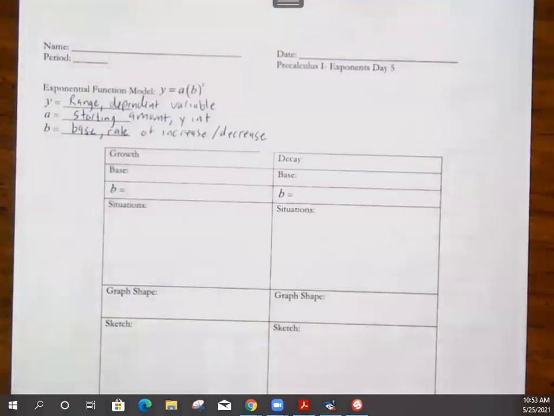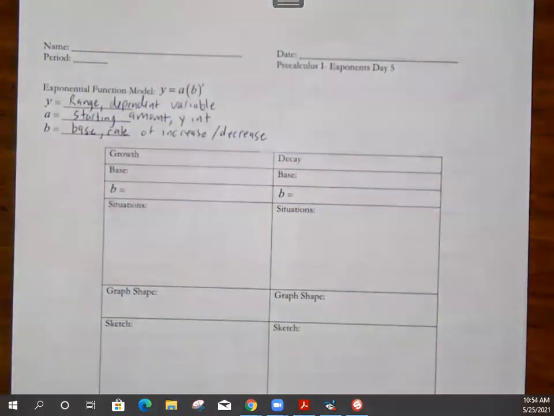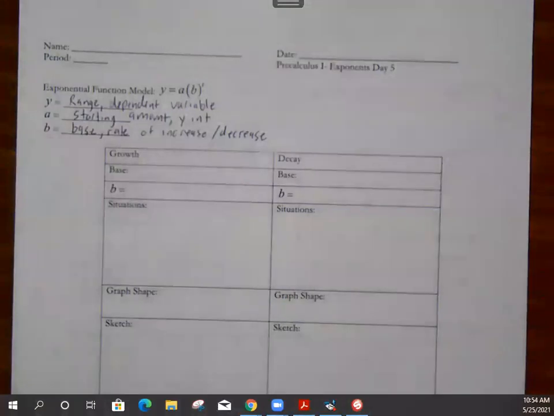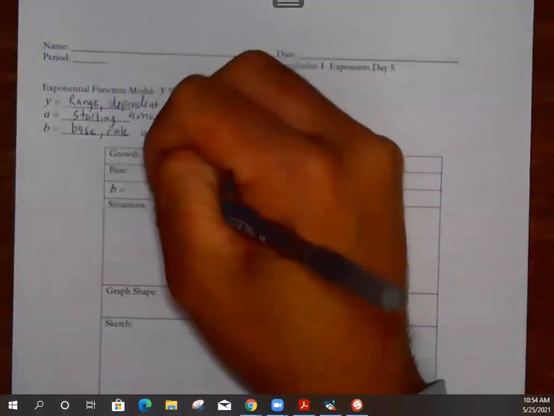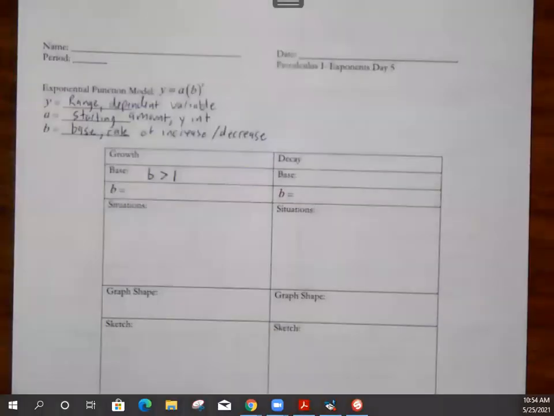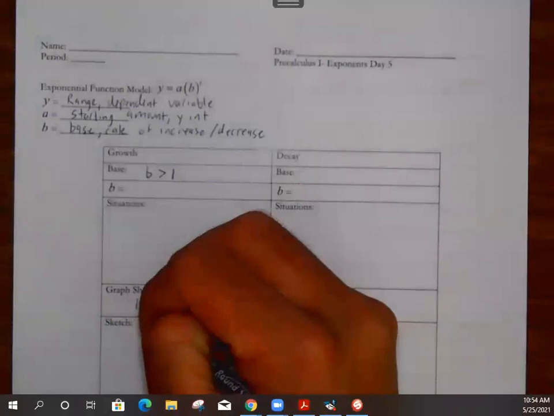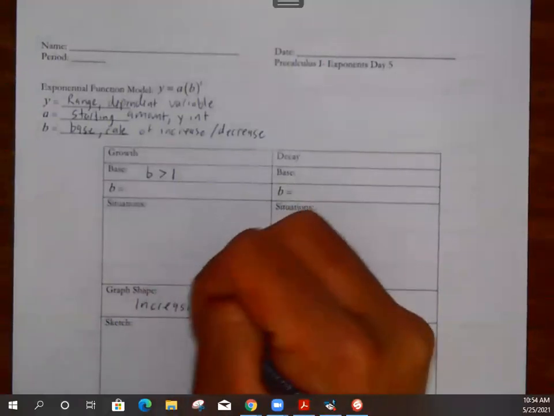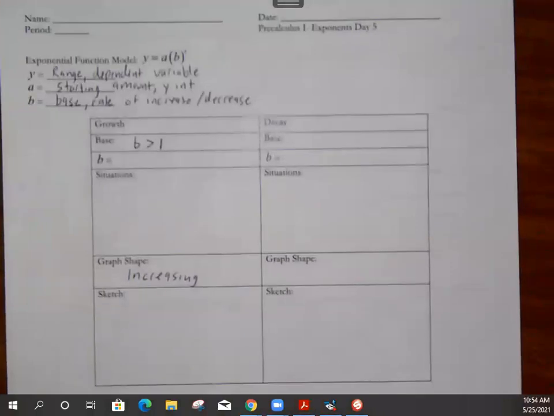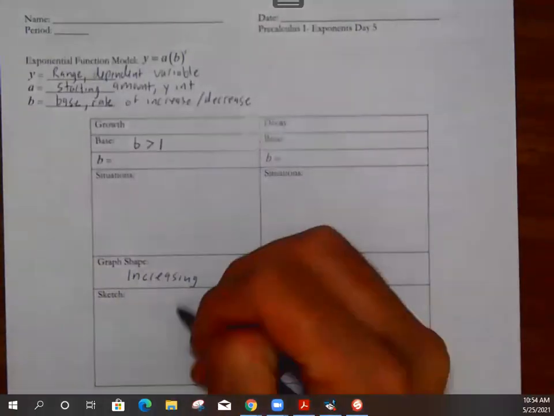All right, so first, exponential growth. If it's in this model, it's going to be growth if the base b is greater than 1. So if we're raising to a power that's greater than 1, then it's going to be growth. It's going to go up. We'll jump to graph shape real quick. That'll be increasing. And in the sketch part, I'll draw a y and an x-axis.